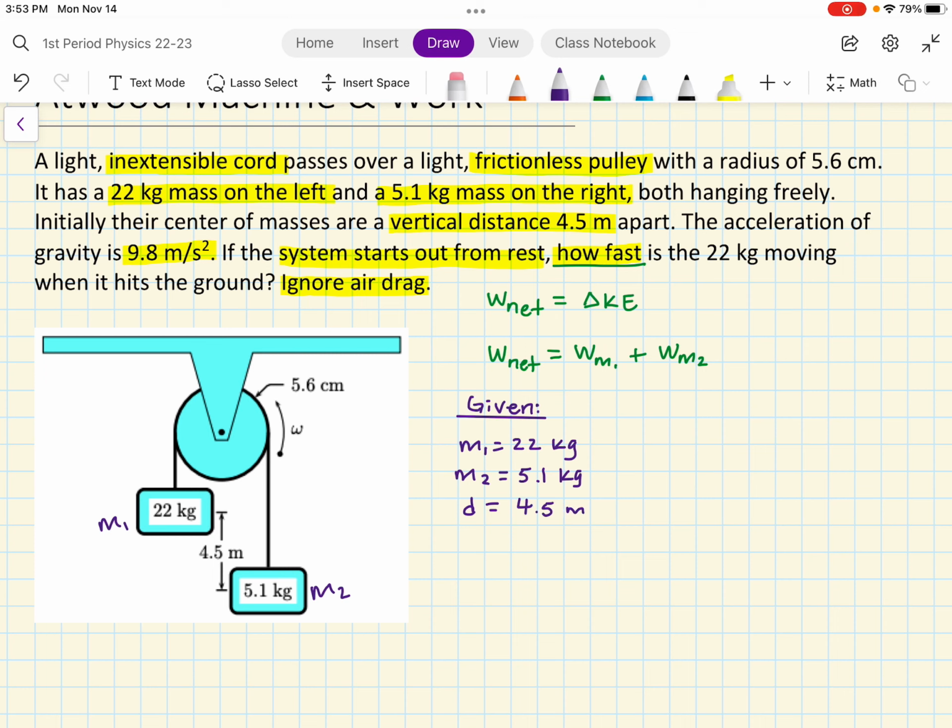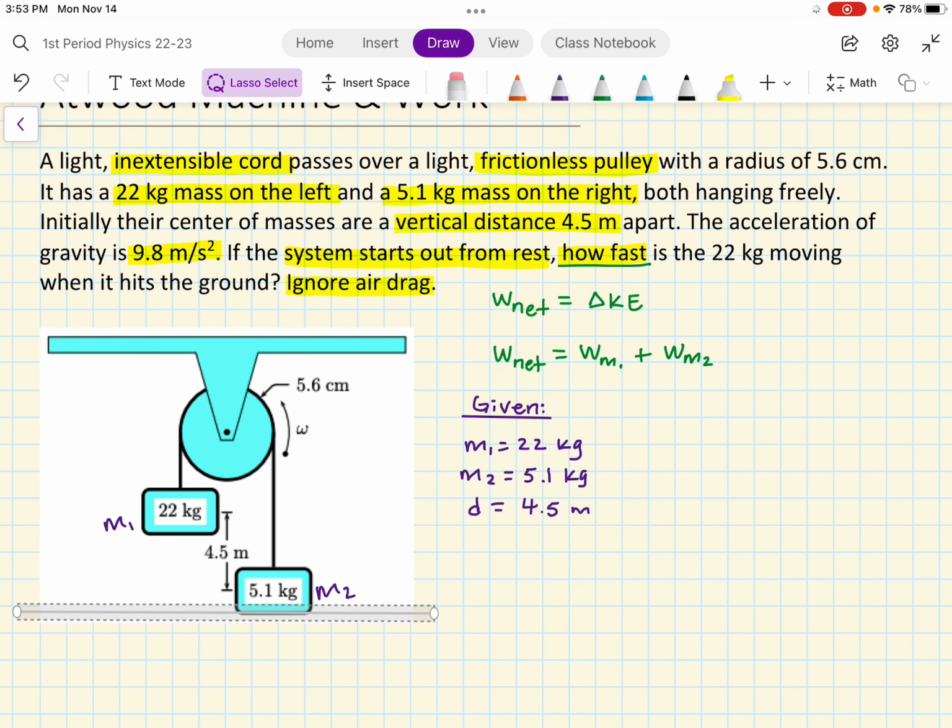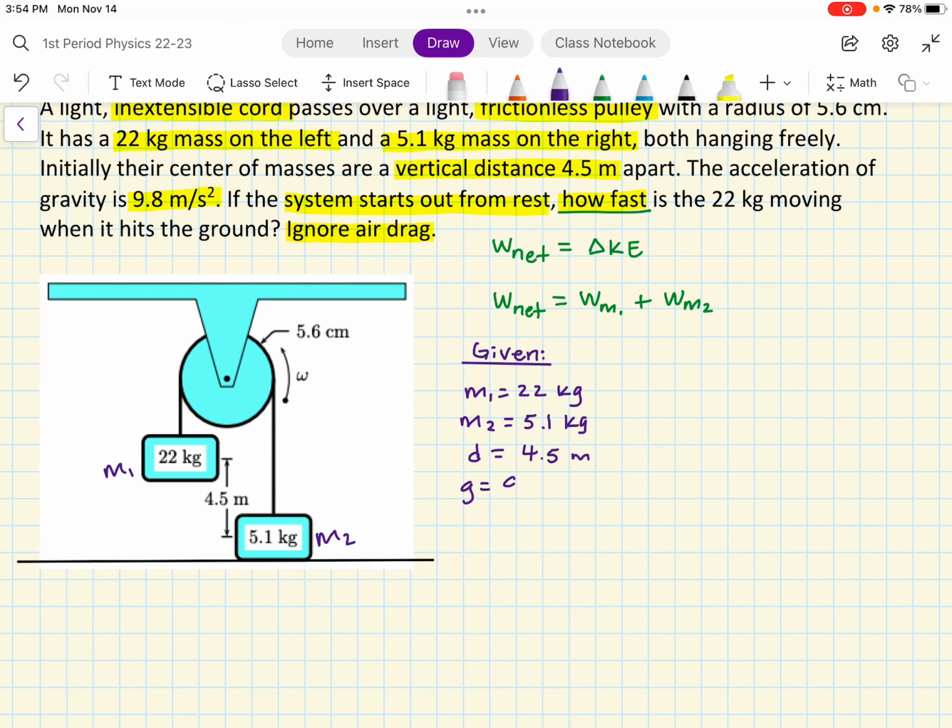And the distance is going to be the same for both masses because let's say this is ground level over here. So when this mass hits the ground, it's going to move 4.5 meters. Although we have from the center of masses, this distance over here is also 4.5. It's the same. So when mass 1 hits the ground, this one moves up the same 4.5 meters. So the distance is the same. We don't have distance 1, distance 2. Distance is fixed. For most problems with work, guys, distance is always fixed. Don't forget. Okay, and then we have acceleration of gravity, which is 9.8 meters per second squared.